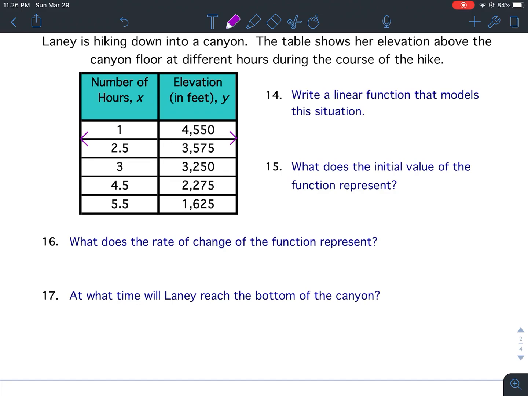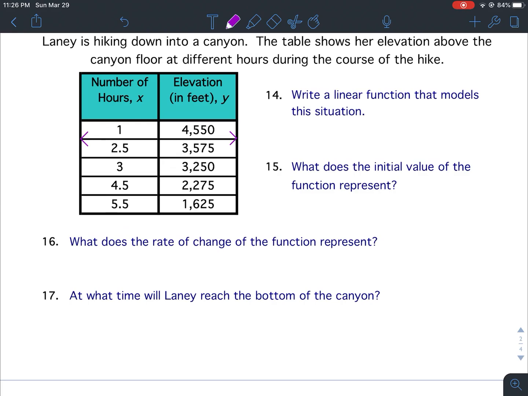So not only can you listen to this video, but you could also use the notes and look at example 6 of your notes to know how to answer this problem. Okay, so for 14, let me read the problem first, sorry. Lainey is hiking down into a canyon. The table shows her elevation above the canyon floor at different hours during the course of the hike.